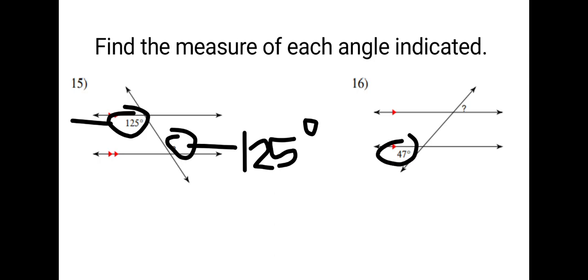Next, this one and this one. So another alternate. This one is on the left side, this one is on the right side. Alternate exterior. So since we have the word alternate, if this is 47, this is 47 also. Okay? Just remember: alternate, congruent; same side, supplementary.